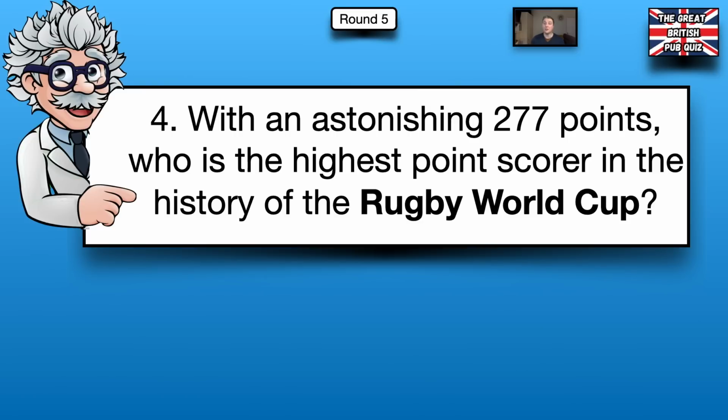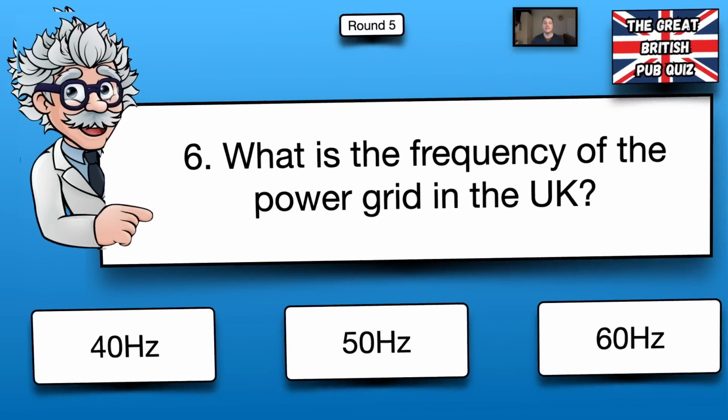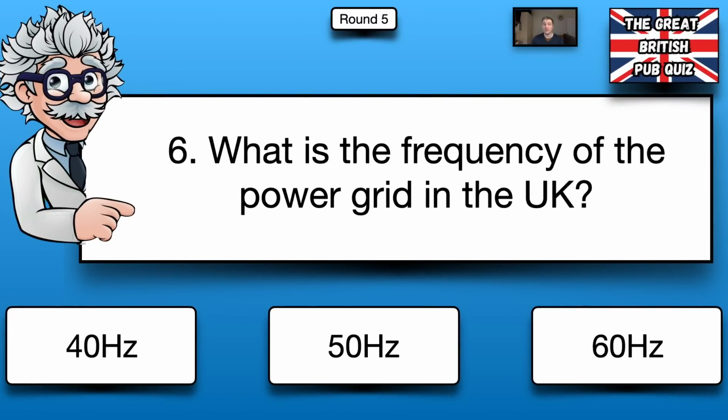Number 4. With an astonishing 277 points, who is the highest point scorer in the history of the Rugby World Cup? Number 5. Blackgang Chine, the oldest amusement park in the UK, is located on which island? Number 6. What is the frequency of the power grid in the UK? 40 Hz, 50 Hz, or 60 Hz?